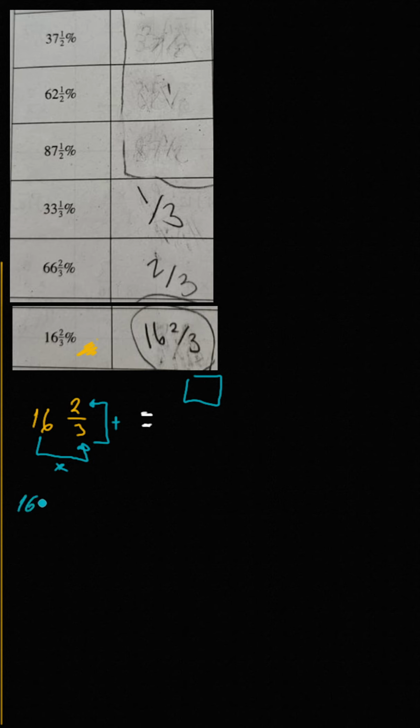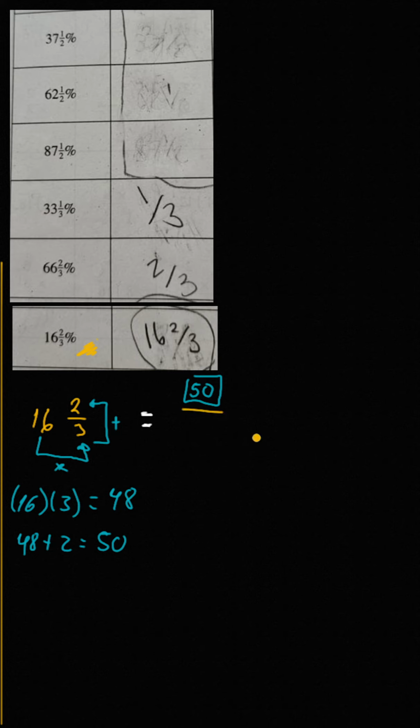So it's 16 times 3, and this is going to be 48. And now we have to sum the numerator of this small fraction. So it's going to be 48 plus 2, that's going to give us 50. And that 50, we're going to place it on the numerator of the new fraction, all right?